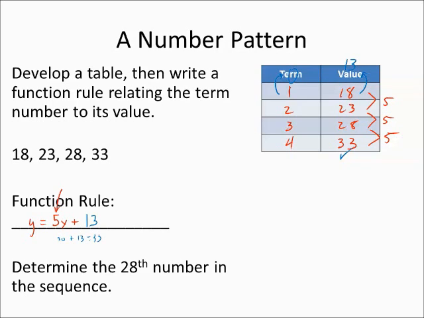Now that you have a function rule, that's actually very easy. If you didn't have the rule, then you would have to just sit on your calculator and go plus 5, plus 5, plus 5, and then you would have to go back and make sure that you have the right number of plus 5s. It's quite annoying. So what we're going to do is find the 28th number. We go y equals 5 times 28 plus 13. 5 times 28 is 140. Then we add the 13, and I got 153. So the 28th number would be 153.